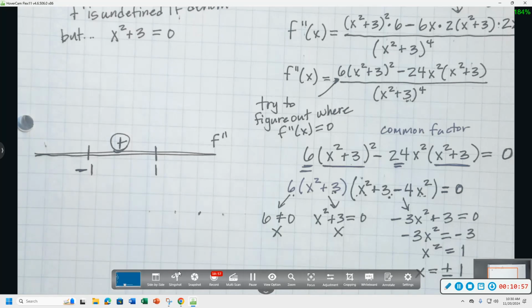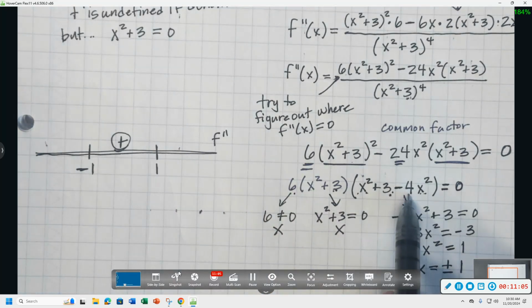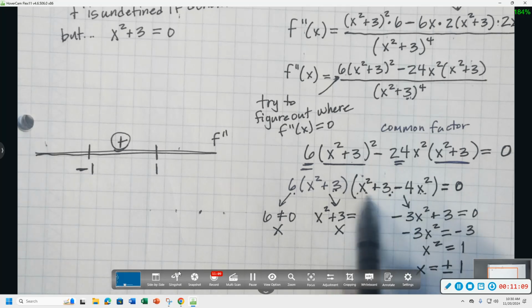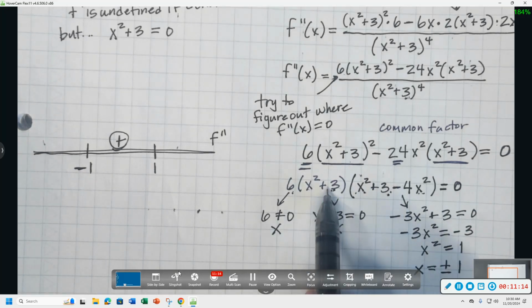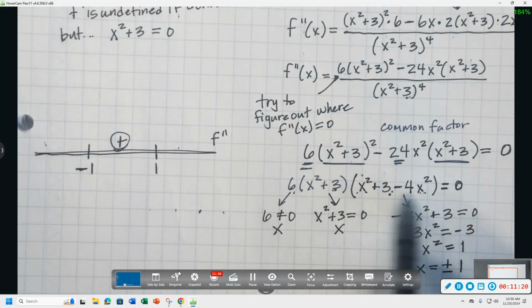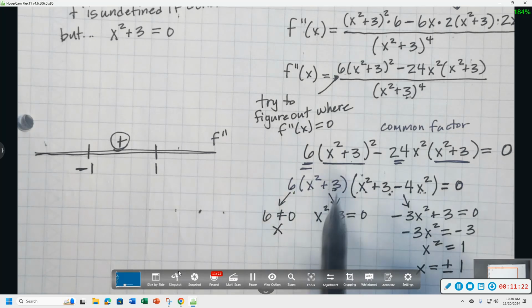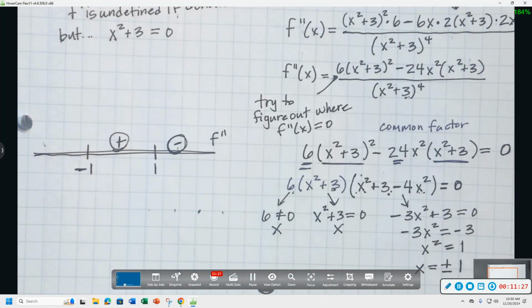Okay? Think about what happens here when I put in a number like 10. So I've got negative 3x squared over here. Putting 10 into that's going to make that factor negative. This is a positive factor. Positive, positive, negative. When I put in a number like 10, 100, 1,000, this third factor is going to be negative. The other two are positive. Negative divided by positive, I've got a negative.